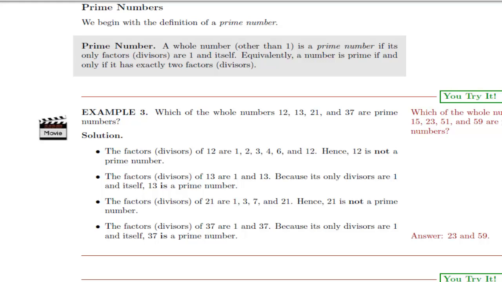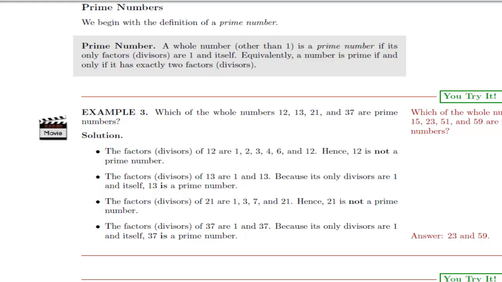Prime number definition. A whole number other than 1 is a prime number if its only factors, or divisors, are 1 and itself. Equivalently, a number is prime if and only if it has exactly two factors or divisors, 1 and itself. Example 3. Which of the whole numbers 12, 13, 21, and 37 are prime numbers?